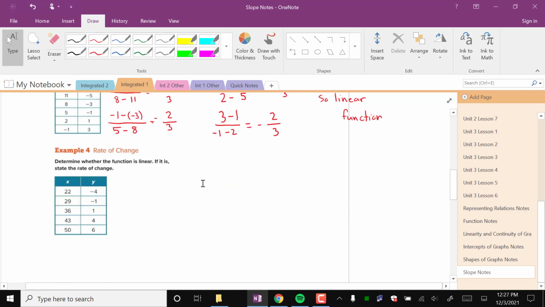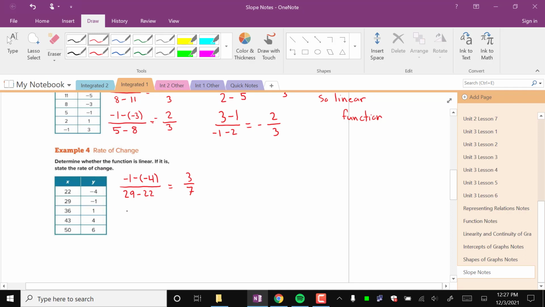Let's take a look at example 4. With example 4, we want to determine if this is going to be a linear function. Let's do the first one. Negative 1 minus negative 4 divided by 29 minus 22. Again, change in y divided by the change in x. Well, this is going to give me 3 over 7.